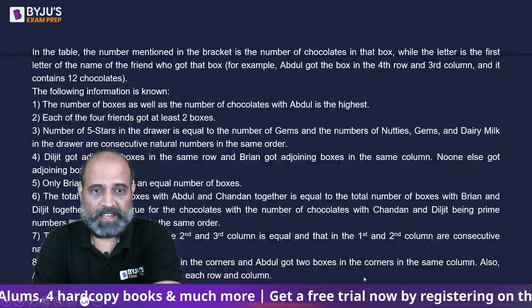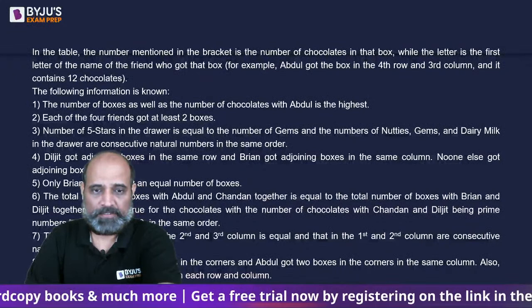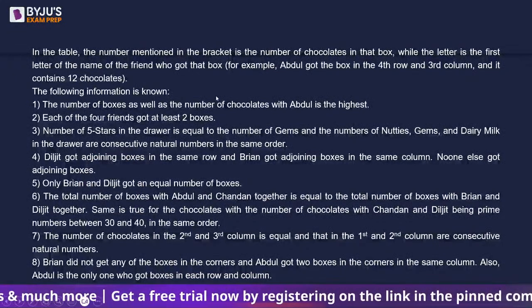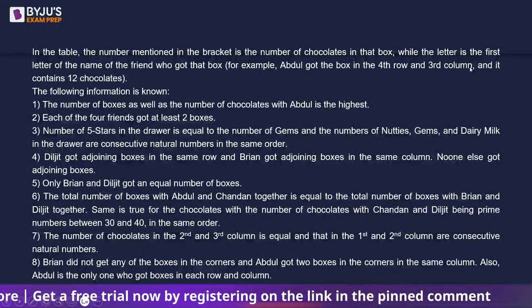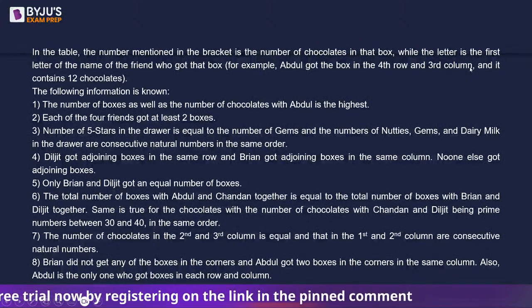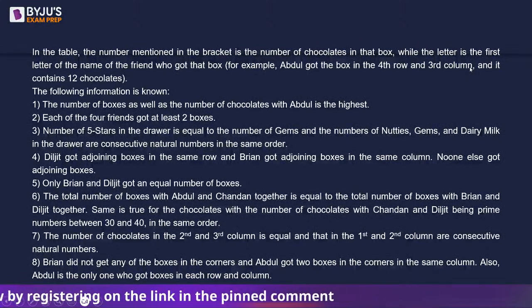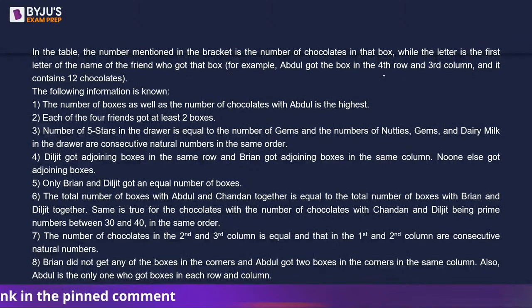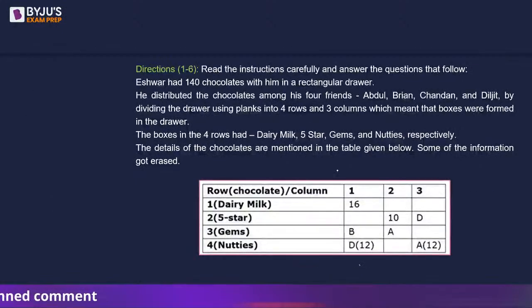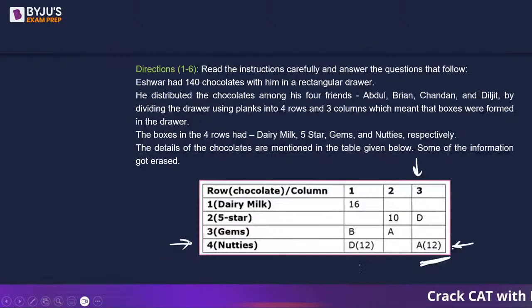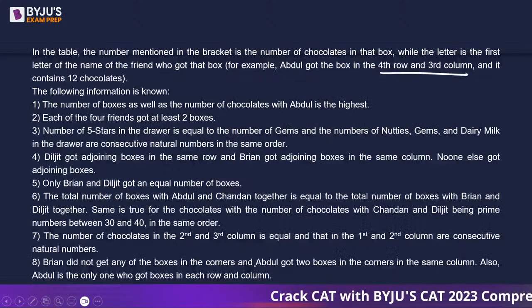So let's look at the next part. Let's read the statements. In the table, the number mentioned in the bracket is the number of chocolates in that box, while the letter is the first letter of the name of the friend who got that box. For example, Abdul got the box in 4th row and 3rd column. So the 4th row and 3rd column, we are talking about this. And it contains 12 chocolates and these 12 chocolates are specifically Nutties, right?